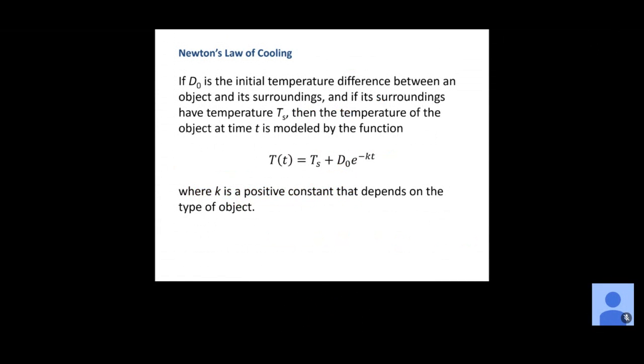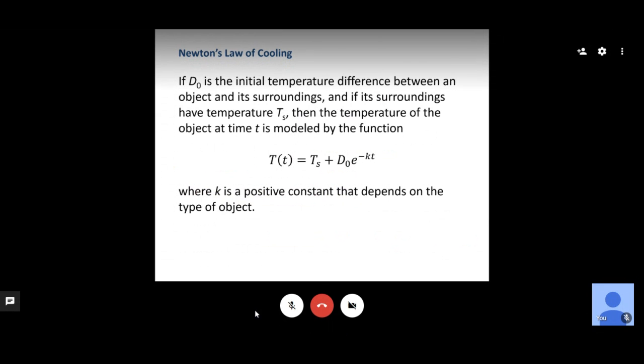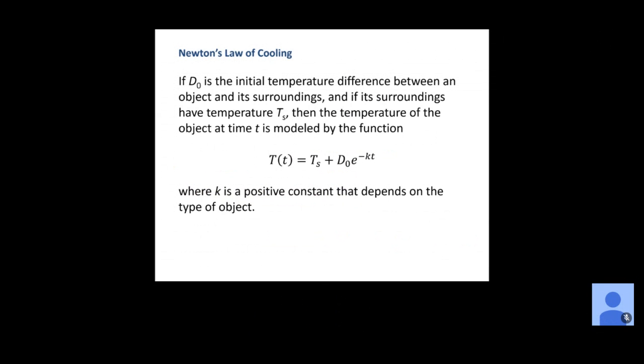All right, now Newton's law of cooling. Okay, so this is our last application of our exponential growth and decay. So if D sub 0 is the initial temperature difference between an object and its surroundings, and if its surroundings have a temperature of T sub S, then the temperature of the object at time t is going to be modeled by this function. Okay, so we have our temperature of the surroundings plus the difference in temperature times e to the negative kt. The k here is going to be a constant value that depends on the object, right?